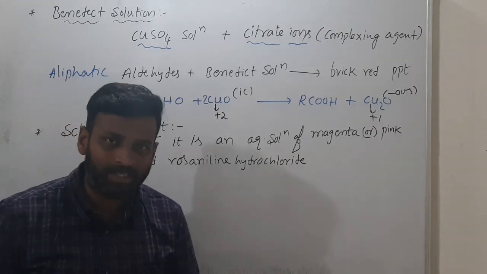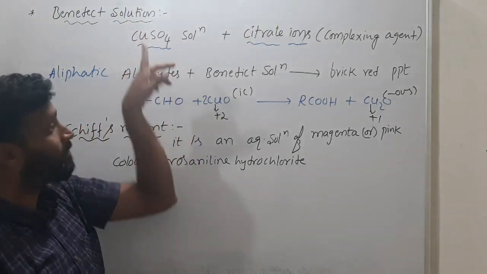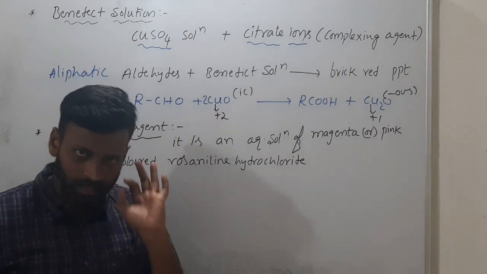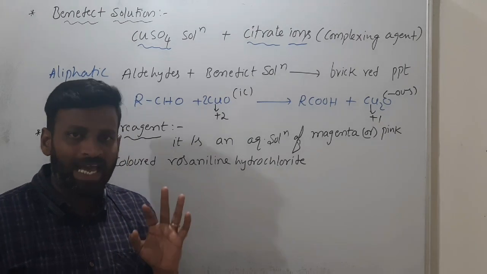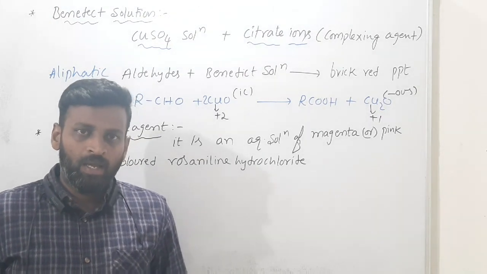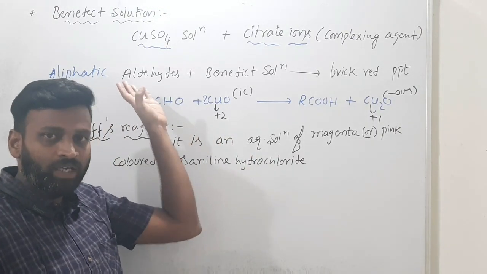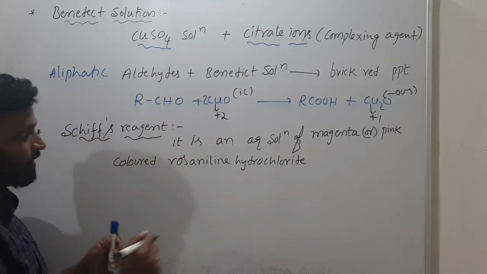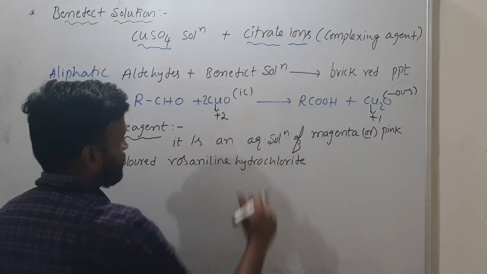Once again, for my satisfaction, what is the difference between Tollens and Fehling and Benedict? Tollens reagent will oxidize both aliphatic and aromatic aldehydes, but Fehling and Benedict solution oxidize only aliphatic aldehydes, because they are very weak oxidizing agents. Ketones will never be oxidized by these kinds of weak oxidizing agents like Tollens, Fehling, Benedict, and one more, Schiff's base. So the most important thing to remember: how the copper oxidation state changes, and who is undergoing oxidation.